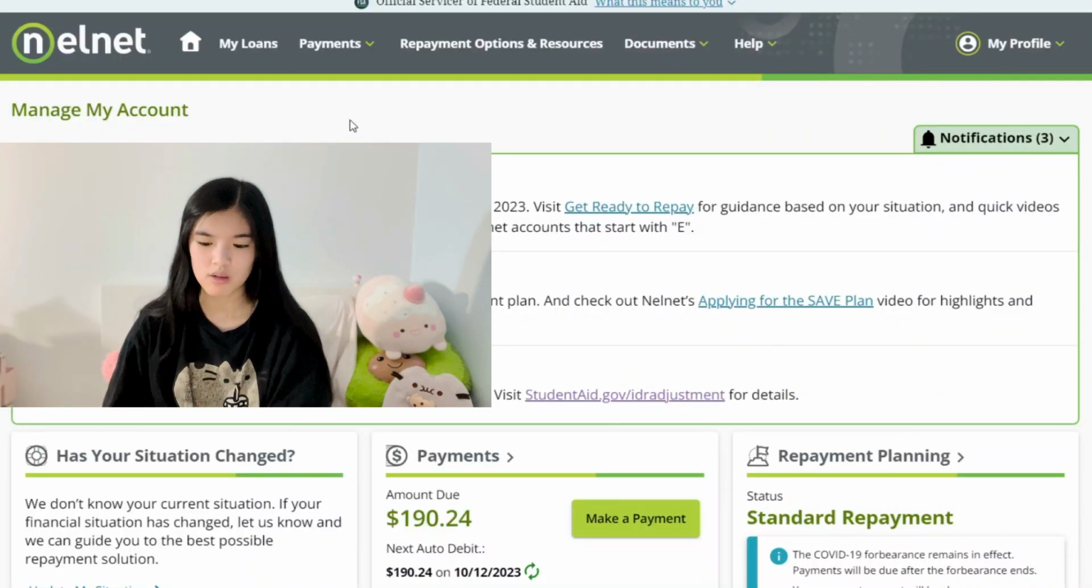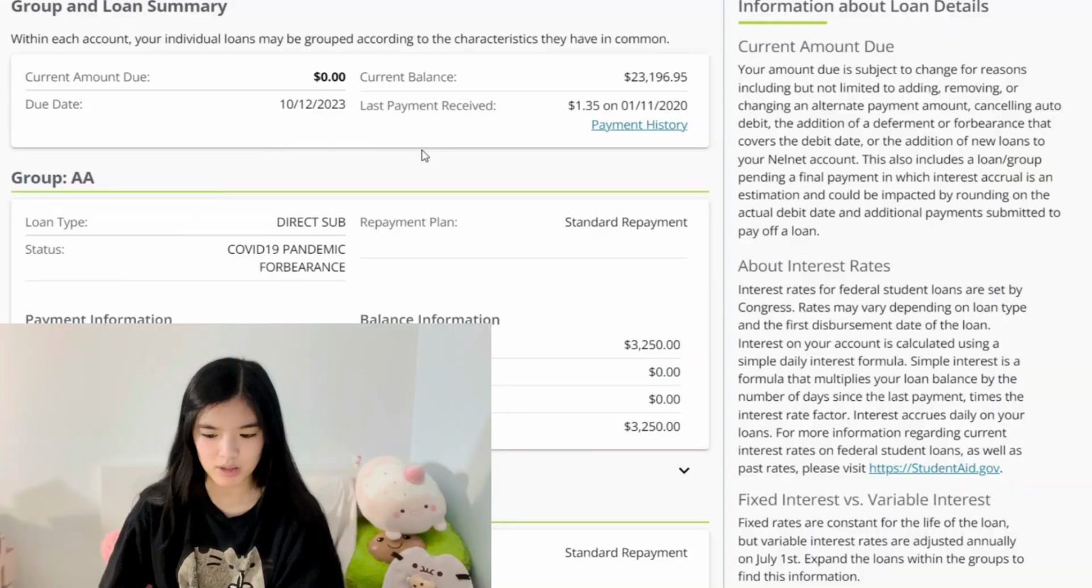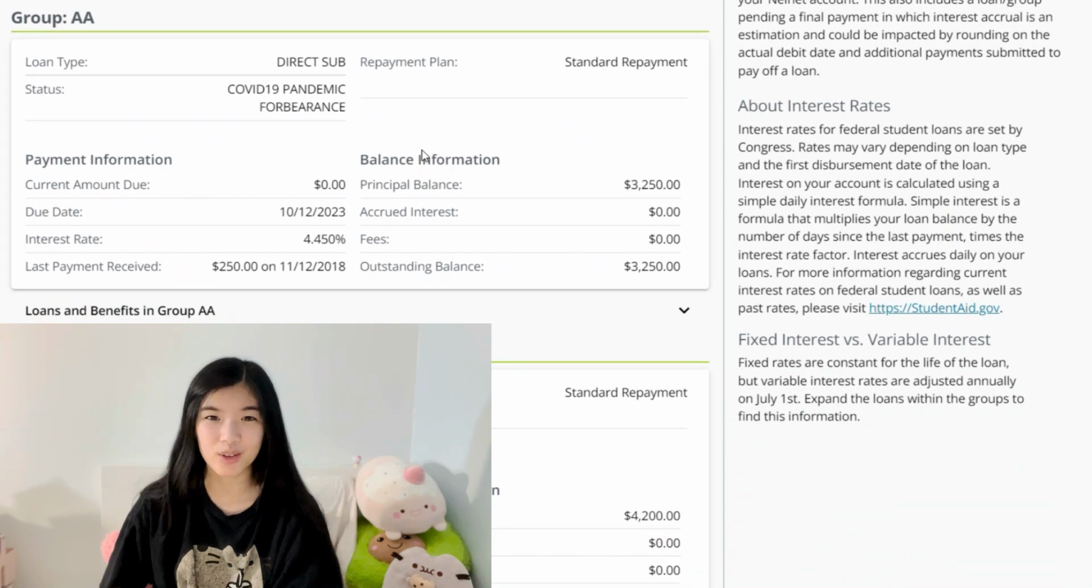But with the current amount, if I were to do nothing and just take the normal payment plan, it is $190.24 per month for 10 years. So I'm in standard repayment mode. So let's go into the My Loans detail a little bit more so you can see the amounts I have. Let's go through all the groups.